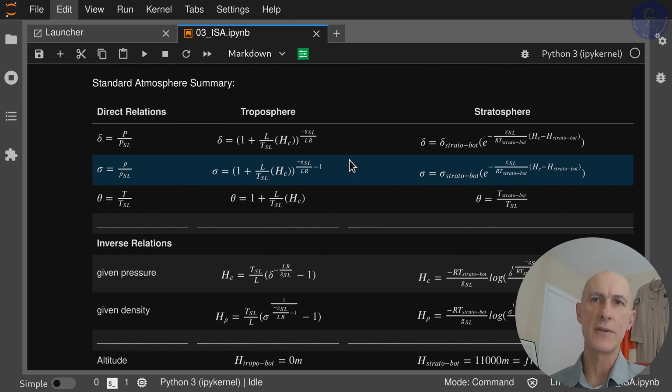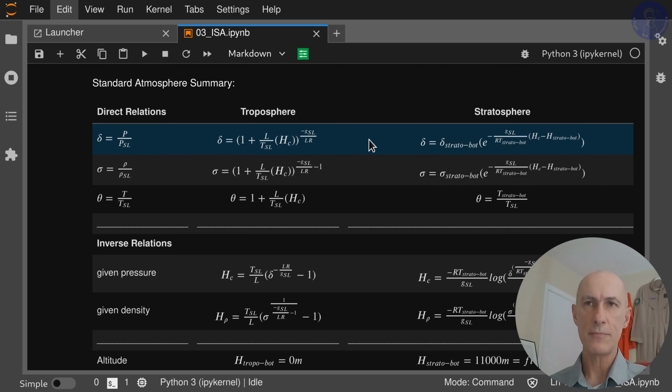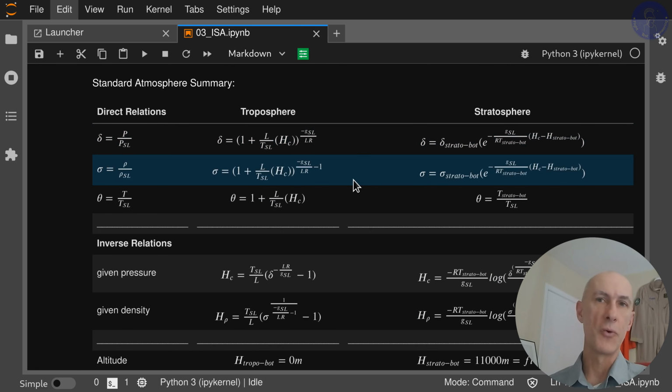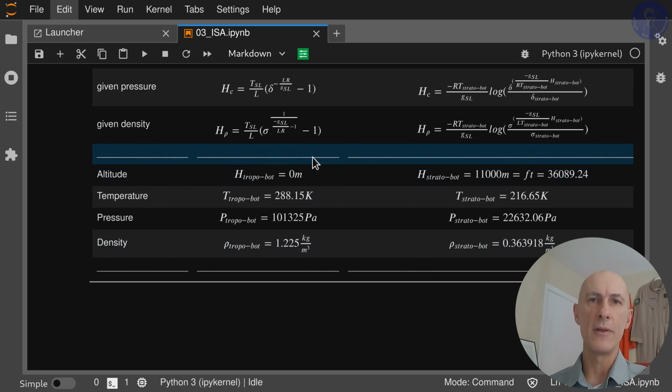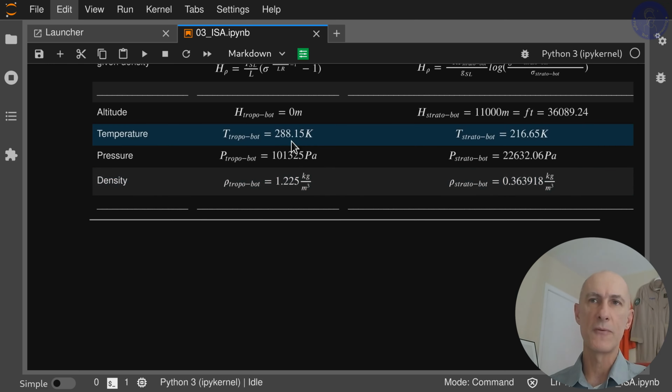I'll leave you with this table with a summary of all the equations that we have deduced during this video, so that we can use later to implement this in Python. Okay, and at the bottom, it's the definition of the base values for the troposphere and also for the stratosphere.